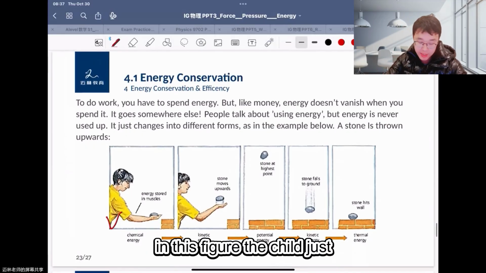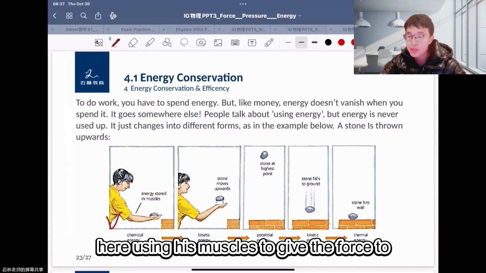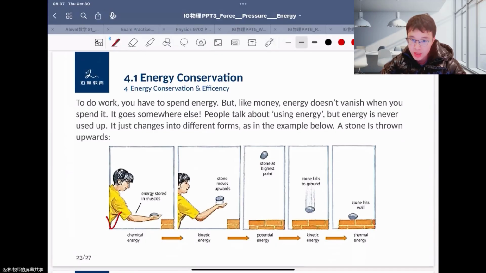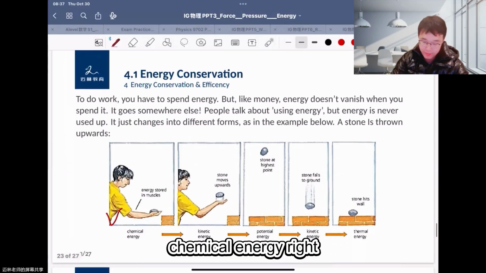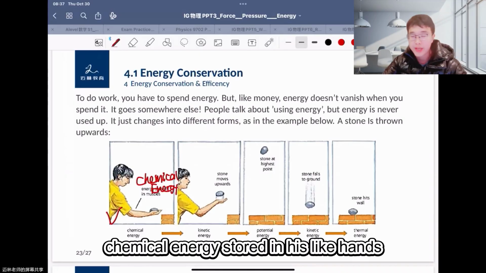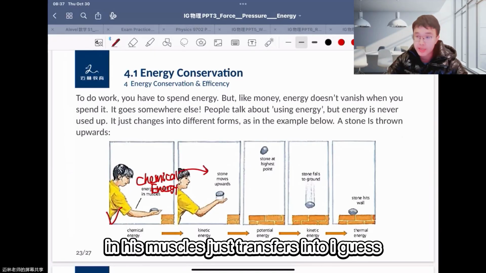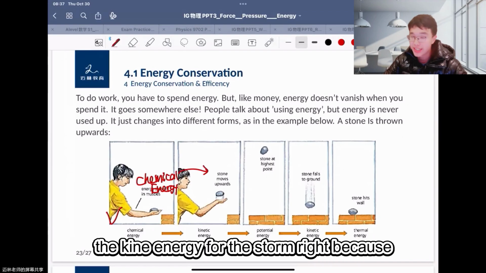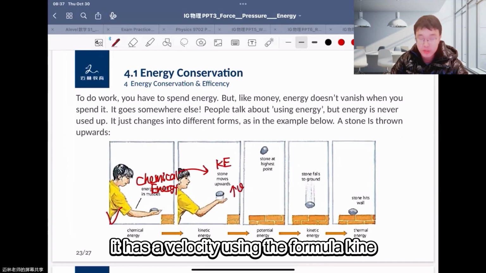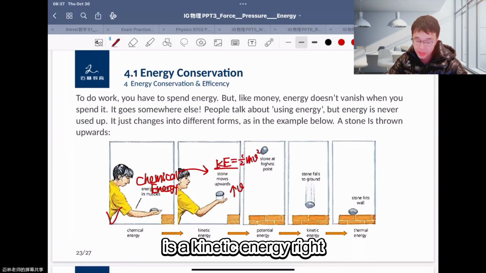So here you can find in this figure, the child is throwing up a stone, right? And once he throws up the stone, you can find he uses his muscles to give the force to the stone, right? So stored in his muscles is chemical energy, right? Once he throws it up, the chemical energy in his muscles transfers into the kinetic energy of the stone, right? Because it has a velocity, using the formula kinetic energy equals half times mass times velocity squared, we can calculate the kinetic energy, right?